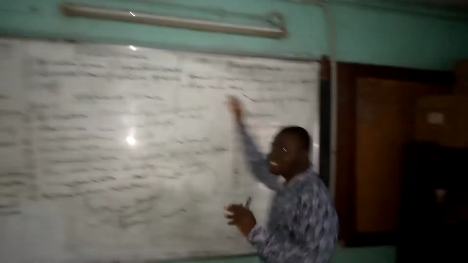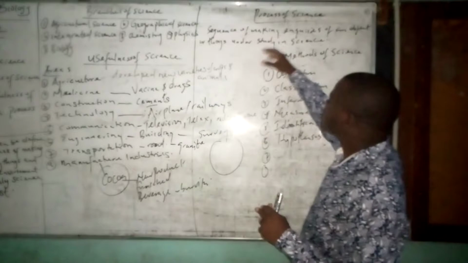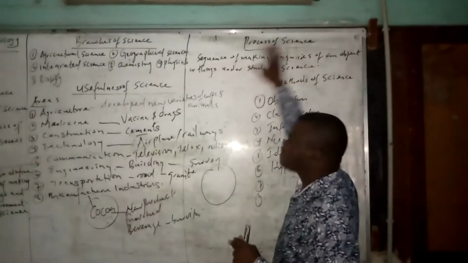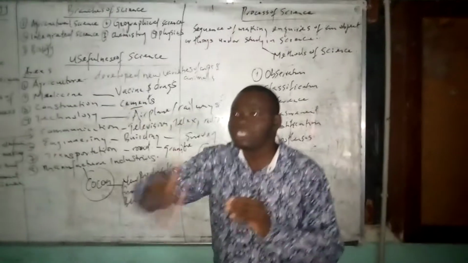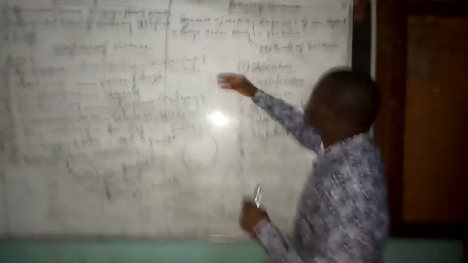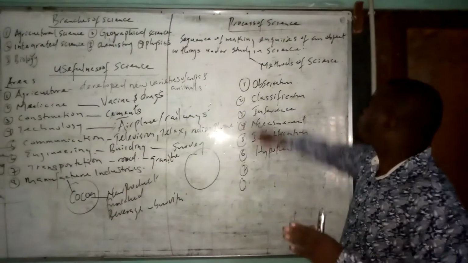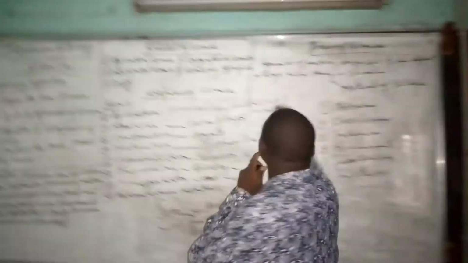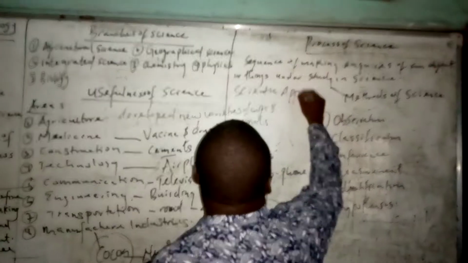Science as a systematic process has various steps which it follows. These steps are what we call the process of science. It is the sequence. You know what we call sequence? Sequence means a gradual step. You make inquiry about an object. It is also called the method of science, or you can also call it the scientific approach.